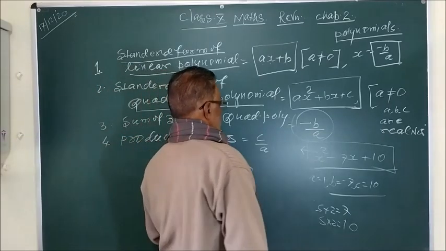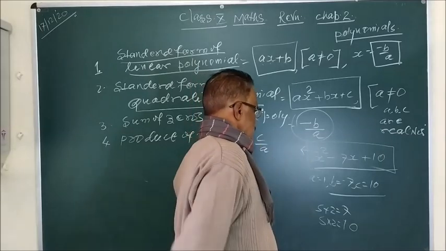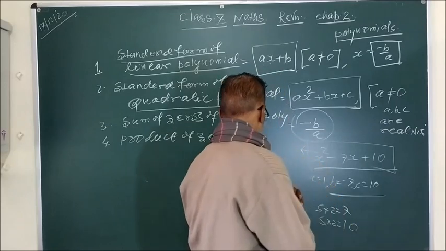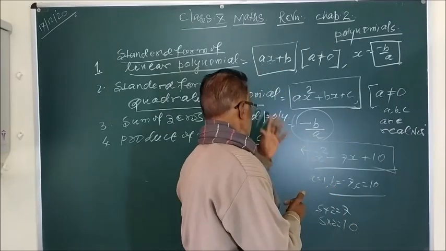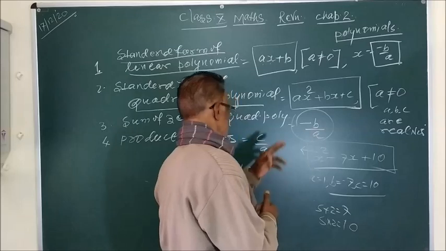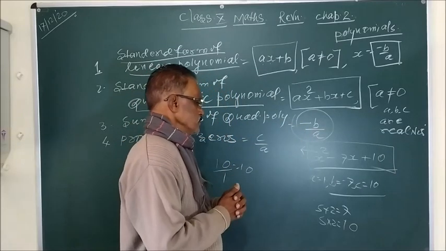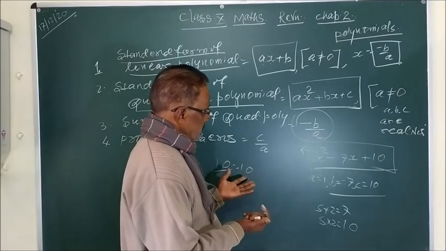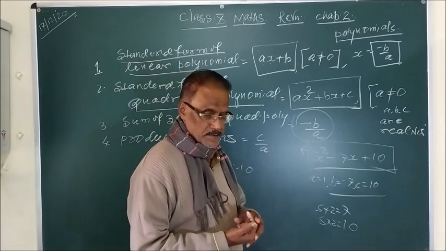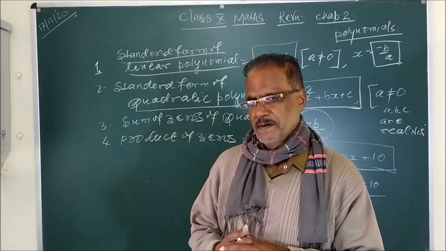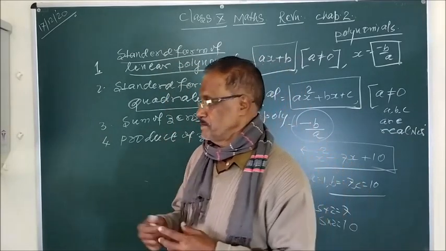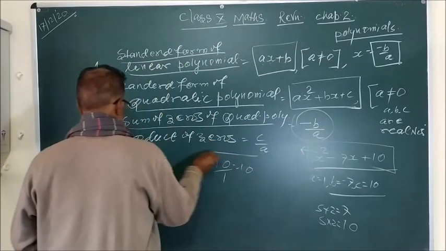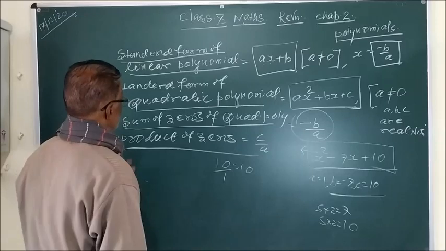So by simply observing the given quadratic polynomial, we can find the sum of the zeros and product of zeros by these two formulas. And if you have to find the zeros, this means you have to factorize and then find the values. So this is the sum of the zeros formula, you will remember, and this is the product of zeros.